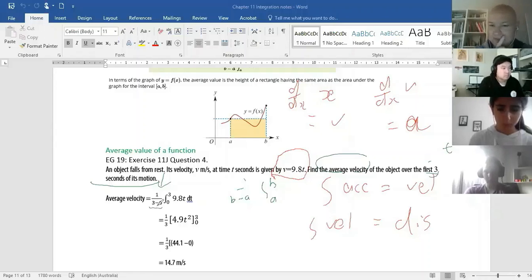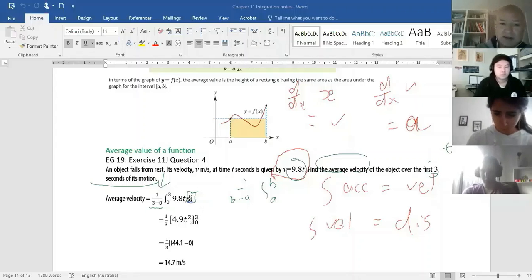Any questions? Okay, between the integral of 0 to 3 of the function is 9.8t. That's how we've got that. Now here we've got it in terms of time, so we're not going to integrate with x there. We have to integrate with t. That's why we've got dt instead of dx.